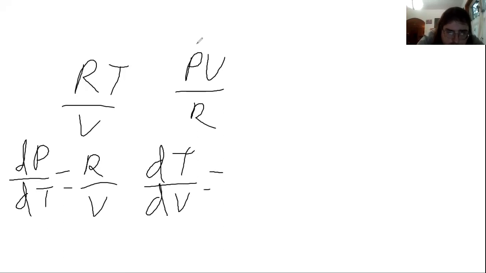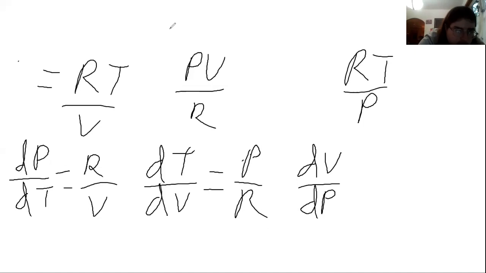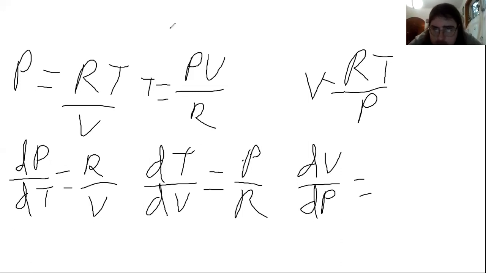So that's going to give us p. It's going to give us p over r. And then finally, dv over dp. Come around again. And that's going to be rt over p. Okay. So this is going to be the same kind of thing we set up with. That's going to be negative RT over P squared.